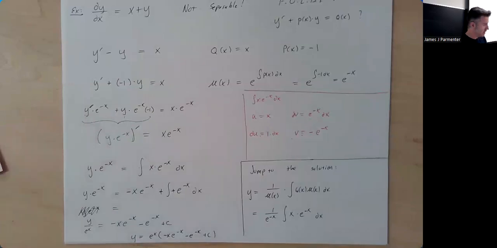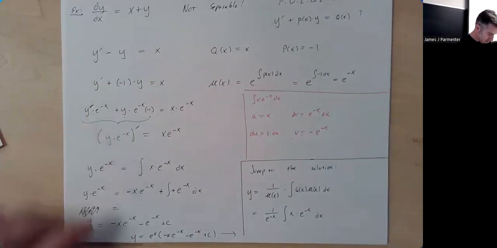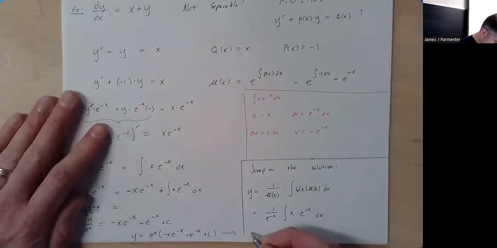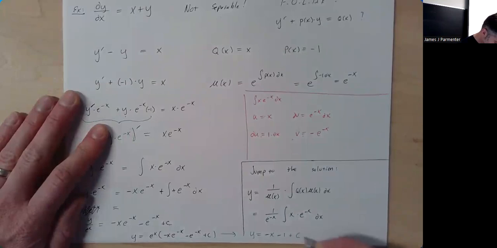It is okay to leave it in this not multiplied out form, but to me, it always seems better to multiply it out. So if you multiply it out, e to the x times e to the negative x is 1, e to the x times e to the negative x is 1. So you end up with y equal to negative x minus 1 plus c times e to the x.